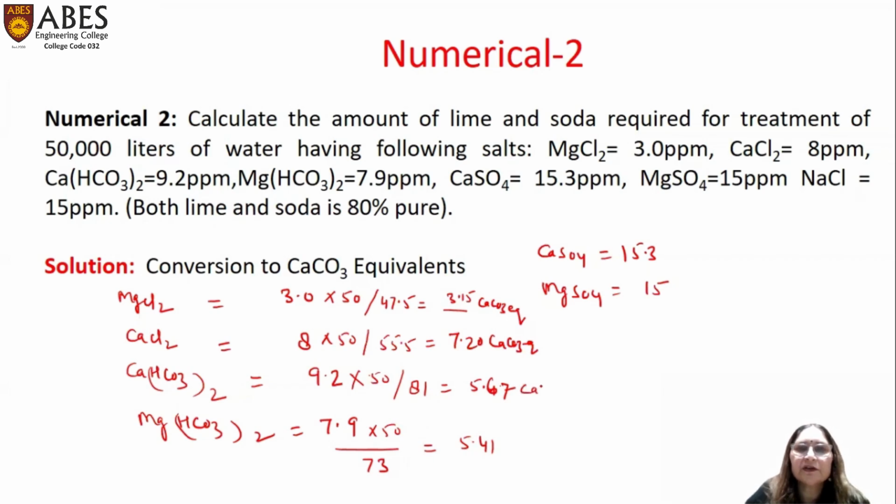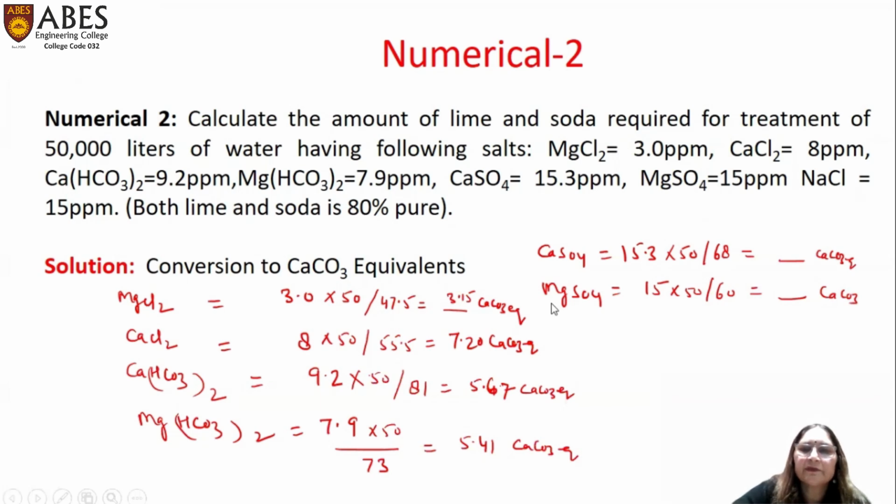All are in calcium carbonate equivalent. Similarly, calcium sulfate into 50 divided by 68, 68 is the calcium sulfate equivalent weight. Answer in calcium carbonate equivalent. 15 into 50 divided by 60. Answer is calcium carbonate equivalent.